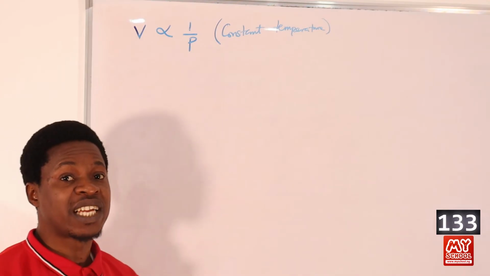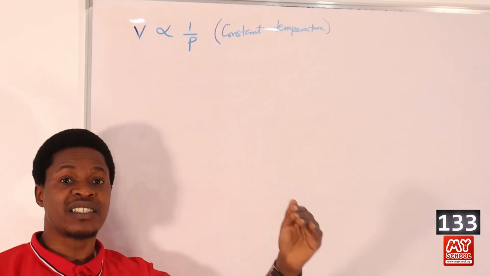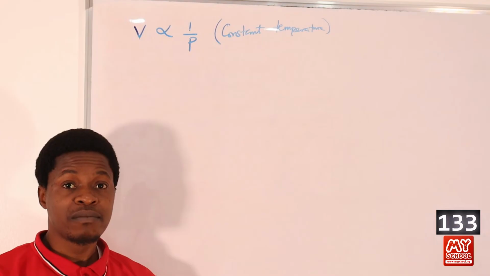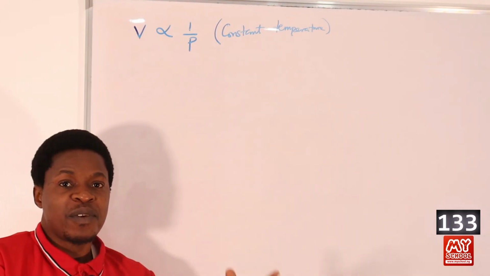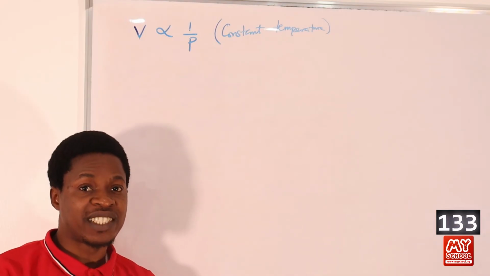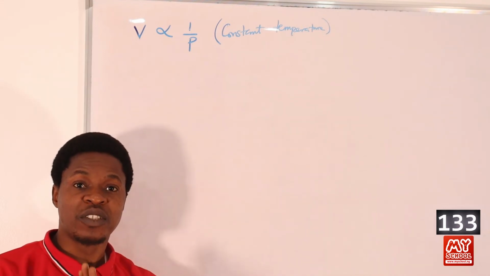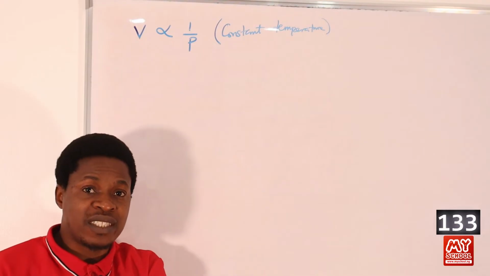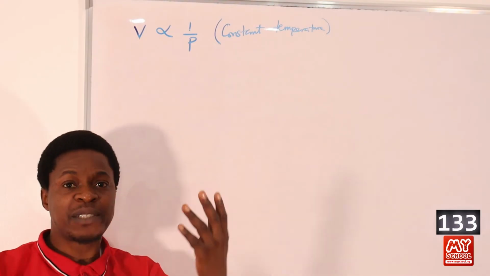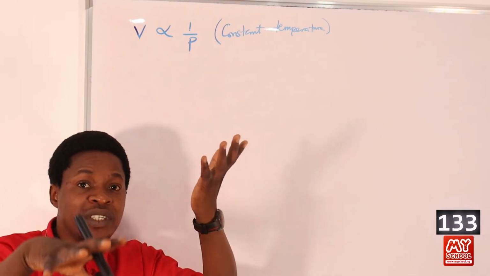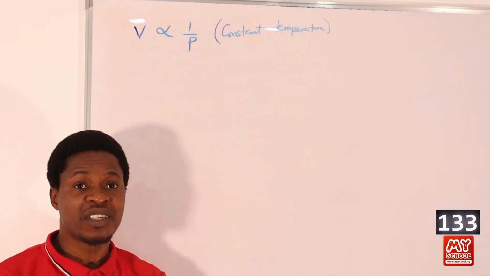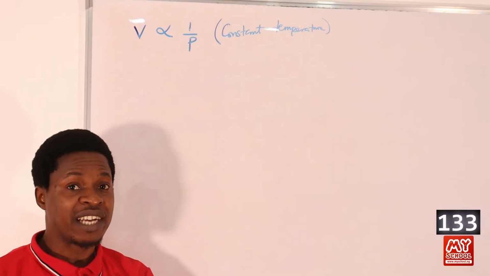So what it simply means is that as the volume increases from V1 to V2, pressure will decrease from P1 to P2, and vice versa. If pressure is increasing from P1 to P2, volume will decrease from V1 to V2. So they are inversely proportional. As one increases, the other one decreases. That's what we mean by inversely proportional. That's what Boyle's law is actually all about.